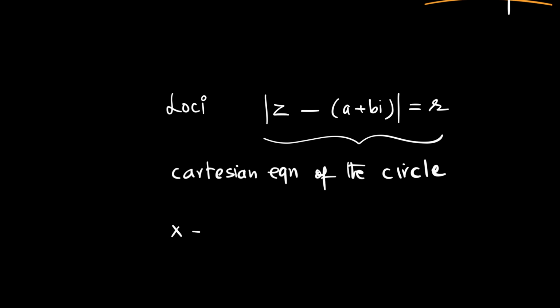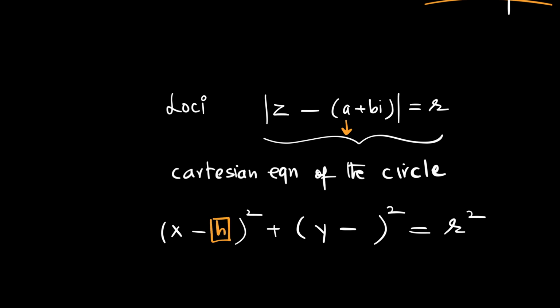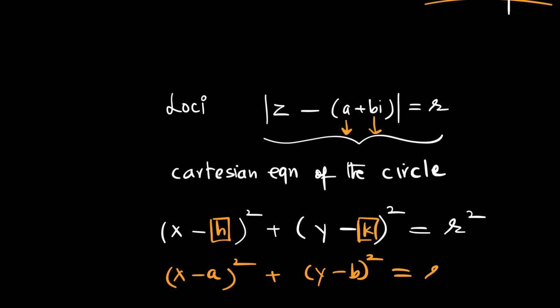All we need to do is to plug in this template: (x minus something) whole square plus (y minus something) whole square equals r square. This a actually goes over here and it's officially written as h because that's the standard used in most books. And over here, b goes in place of k. You can even write this in the form (x minus a) whole square plus (y minus b) whole square equals r square.